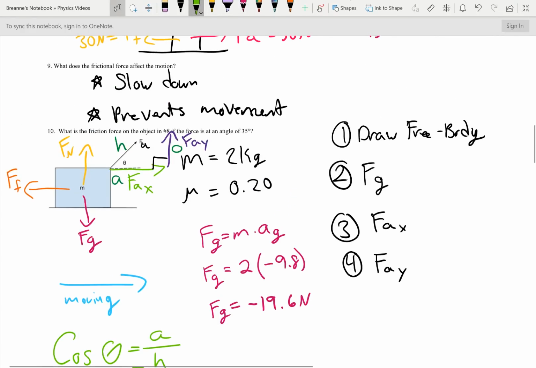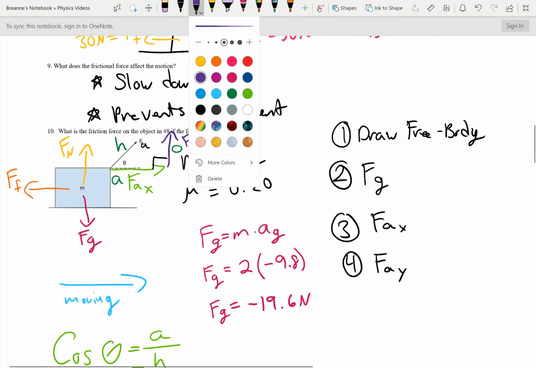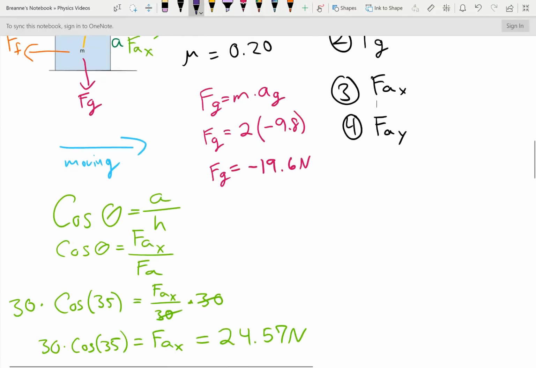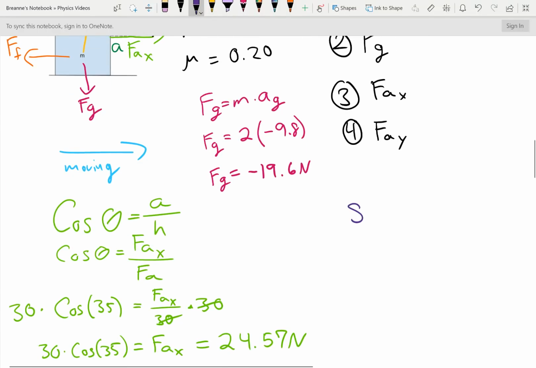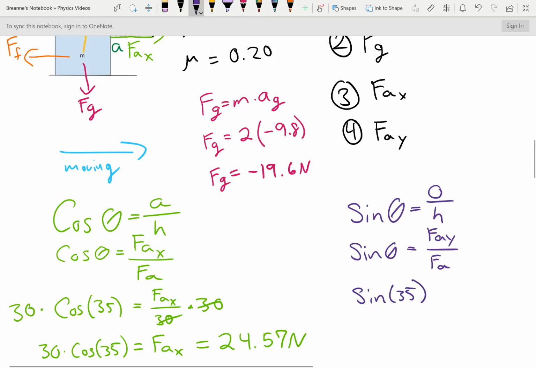Next, you do your force applied in the y. So y is your opposite. So you're going to use sine theta equals opposite over hypotenuse. So your opposite is your force applied in the y. Your hypotenuse is force applied. You can plug in what you have. Your angle is 35. You're looking for your force applied in the y. Your force applied is 30.